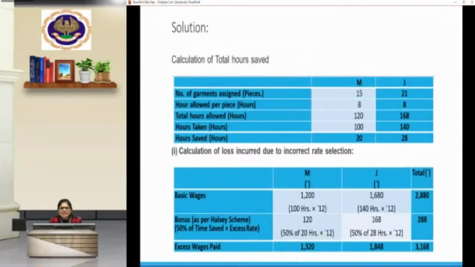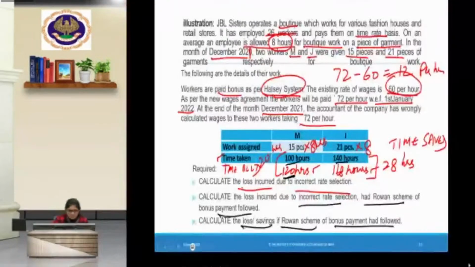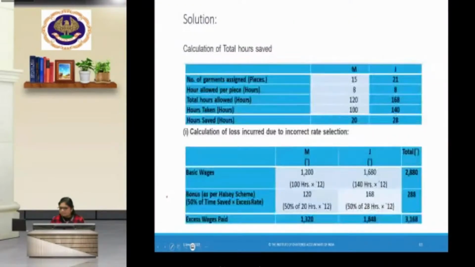So this was actually what we did. Let me just explain you properly. So number of garments assigned, time allowed per piece. So this was the total hours. This is time allowed. This is time taken and this is time saved. Okay, it's 20 hours and 28 hours.